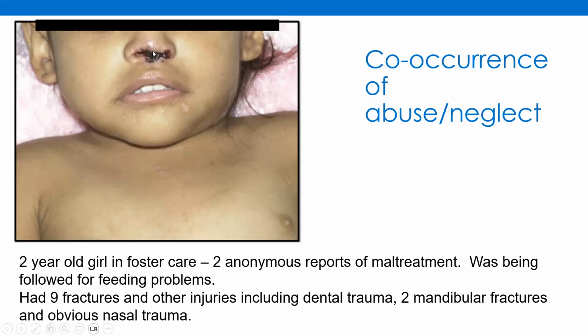This child had chronic injury to the nasal septum, the middle of the nose, and a resorption, permanent injury to the nasal septum that was causing the flattening of the nose. She had other injuries that were highly suspicious for physical abuse as well. And when she had a skeletal survey performed, as well as a facial CT and head CT, she actually had a total of 9 fractures.